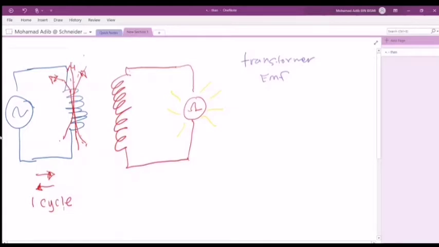Okay, let me continue with the transformer EMF. Basically, this is the transformer. We have two coils. This we call the primary, and this is the secondary coil. From my explanation about Faraday's law, when we apply the AC current into the coil, that will produce the EMF.